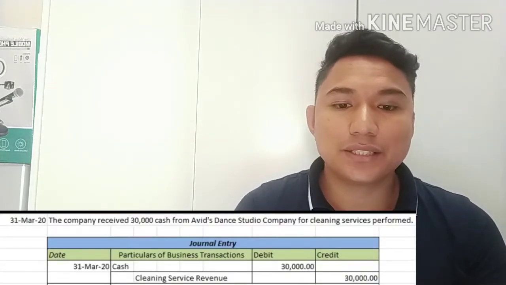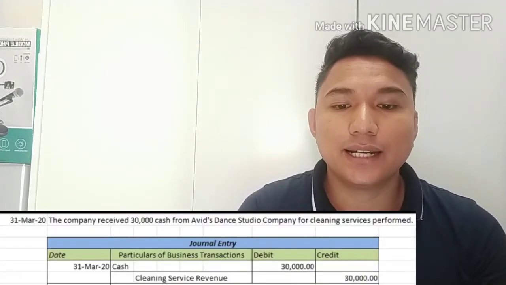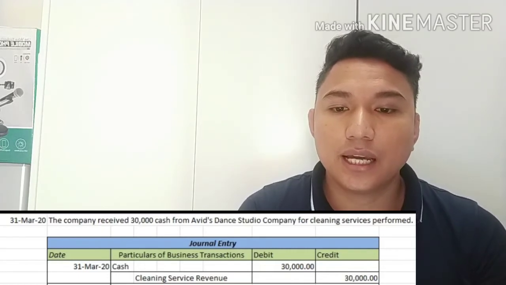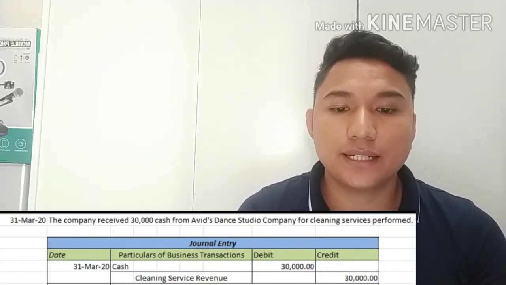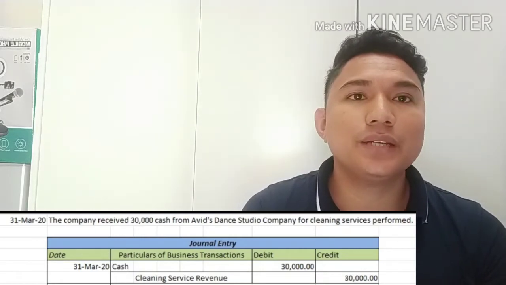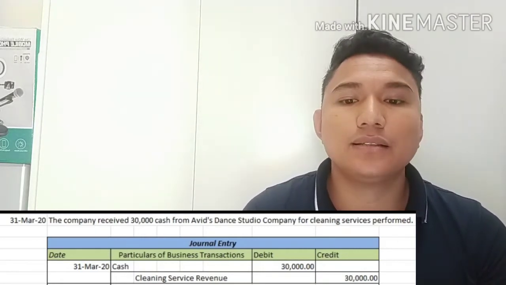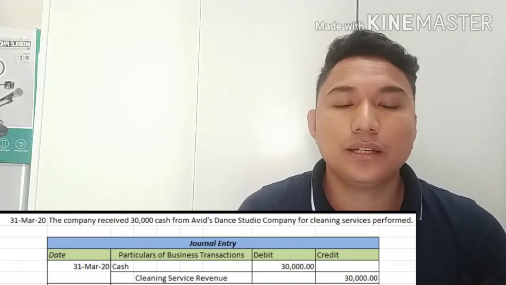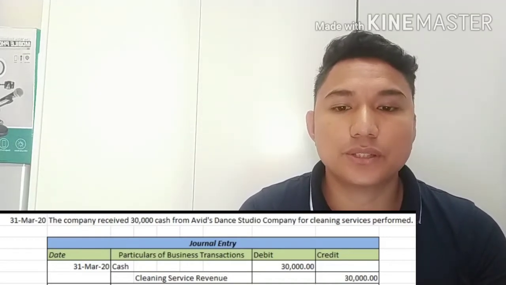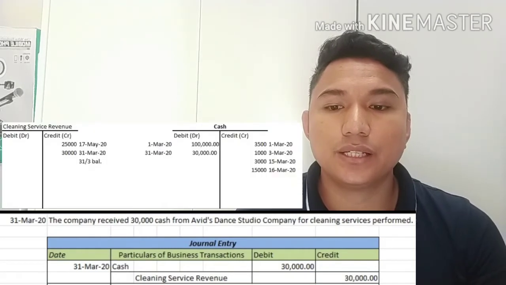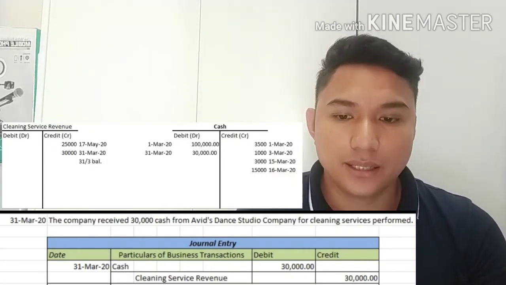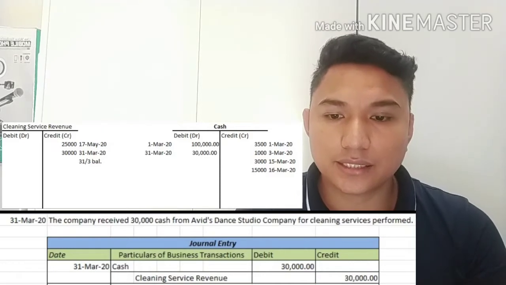March 31st, entry number 8. We debited cash 30,000 and credited cleaning service revenue 30,000, because we received cash 30,000 from Avid Studio Company for cleaning services performed. So we are going to debit cash here in our T account 30,000 and then credit cleaning service revenue 30,000.